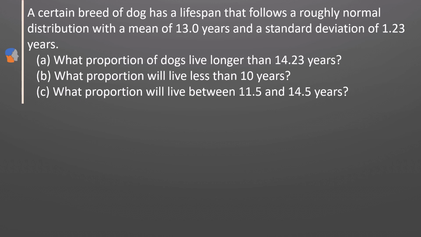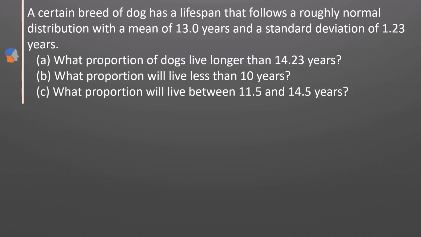Let me explain this example. A certain breed of dog has a lifespan that follows a roughly normal distribution with a mean of 13 years and a standard deviation of 1.23 years. Before I go to questions, let me define a random variable and note down the given information.